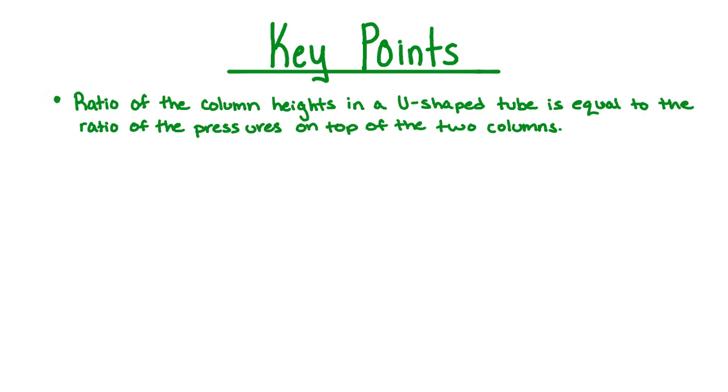Key points. We saw that a liquid manometer works on the principle of different pressures being exerted on the liquid in each side of the tube. The ratio of the column heights in a U-shaped tube is equal to the ratio of the pressures on top of the two columns.